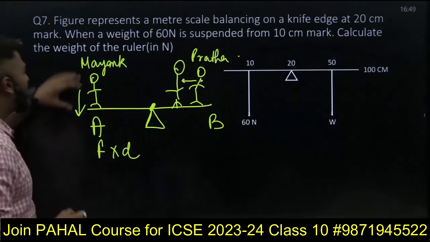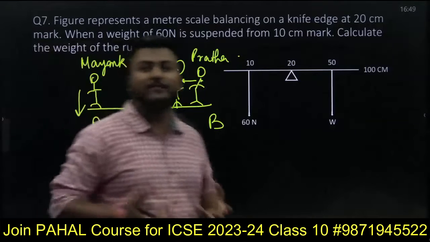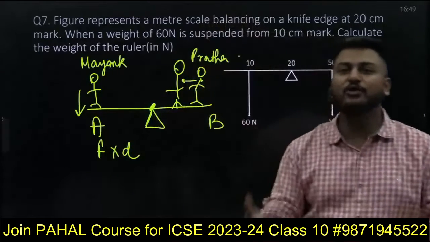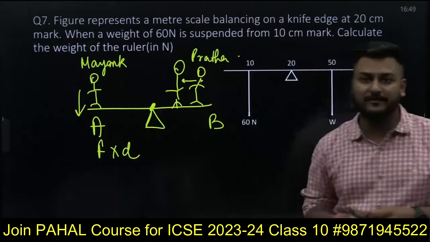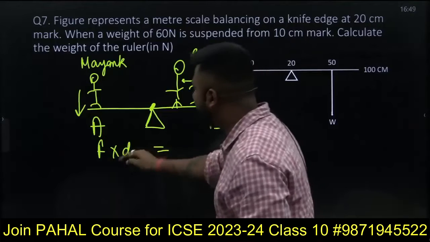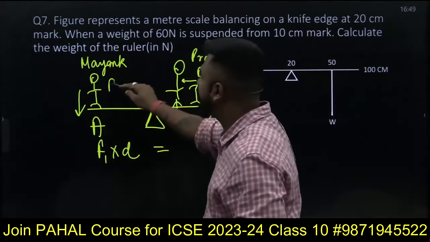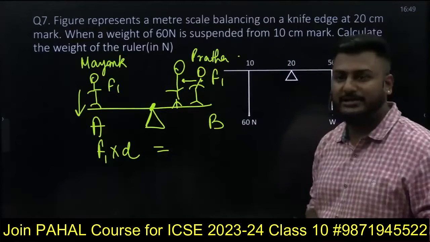Now जितना वेट ये अप्लाई कर रहा है, this is equals to basically force, right? जो हमारा वेट होता है वो क्या होता है? फोर्स ही तो होता है. जिस फोर्स से gravitation Earth is attracting the object towards itself, right? So F into D is equals to, अब let's say the weight of Mayank is F1 and weight of Pratha is also equals to F1 because their weight were same.